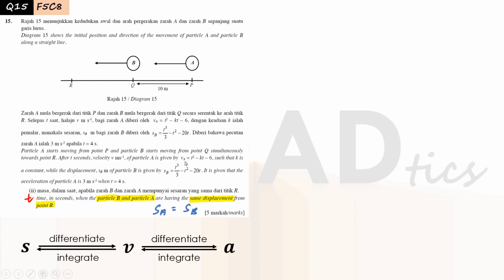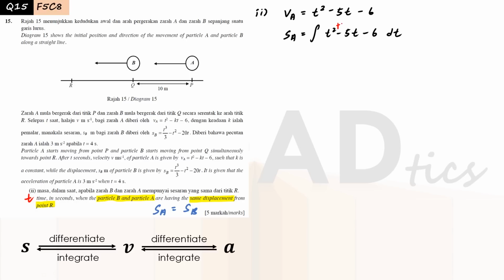We only have the velocity equation for particle A. So to obtain the displacement equation, we are going to integrate V to get the displacement equation, or S. Okay, so now we are going to integrate the velocity equation. So now we can use the normal integration way.